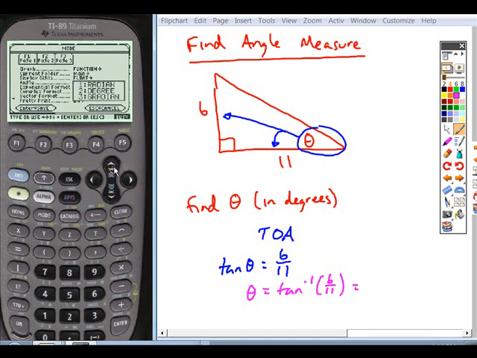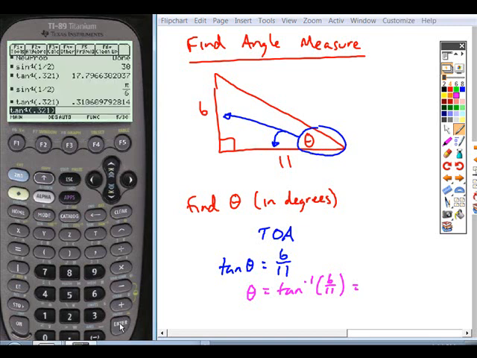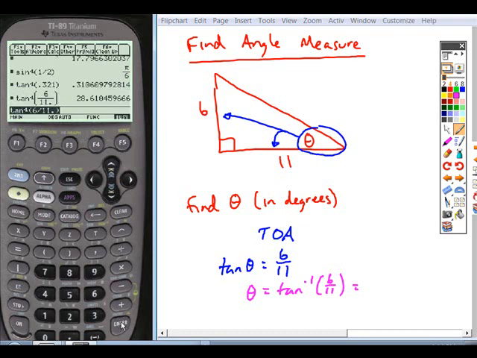degree mode. Okay, so if we take the inverse tan of 6 divided by 11, I'm going to put a decimal in it because I want my answer to be in decimal form here. And when I hit enter, I get 28.6 degrees approximately.